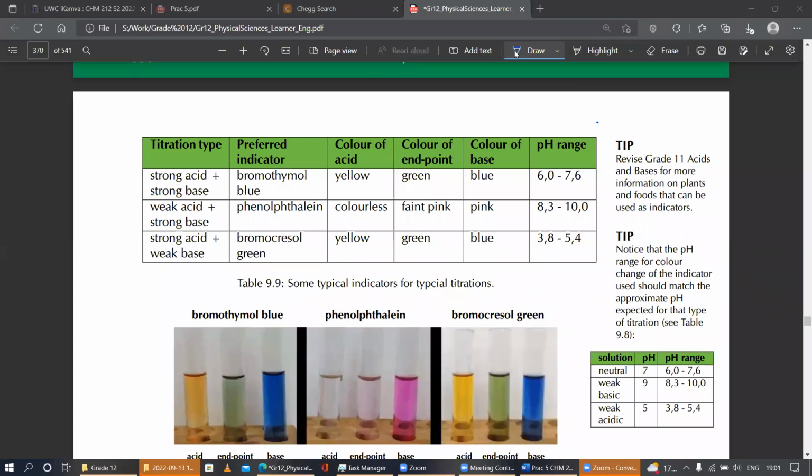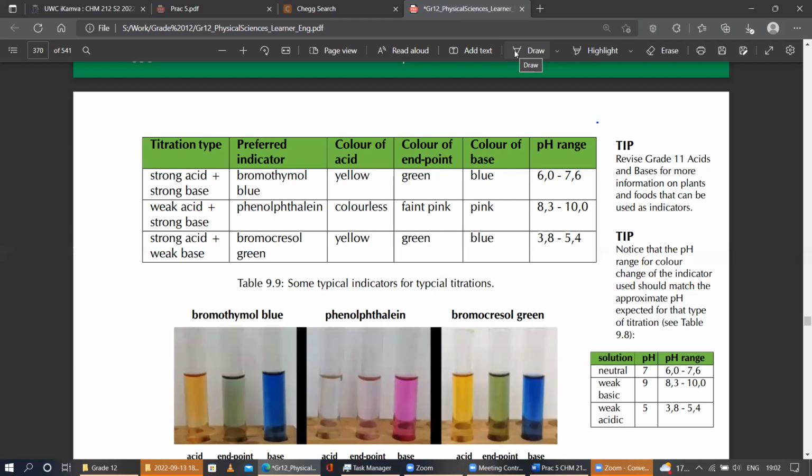So basically, we have different indicators that will change into different colors once added to an acid-base solution. These indicators are used to indicate whether the solution is acidic or basic, and they're also used to indicate the range of the pH.